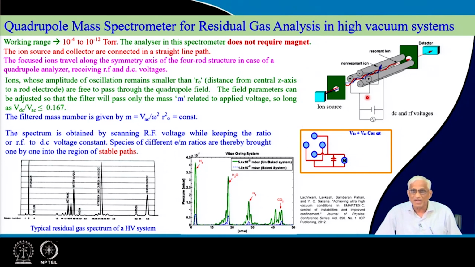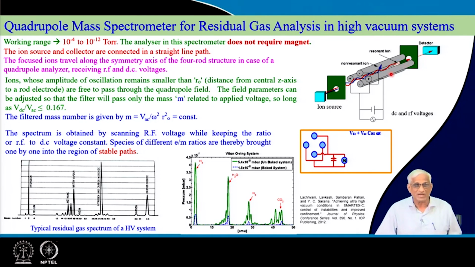When you adjust these DC voltages, keeping the DC to RF potentials ratio constant, why and all I will explain a little later, you will get a stable path of ions for various voltages for various masses. Stable means, when these ions are coming here, there is an RF voltage which is oscillatory. So ions will oscillate.